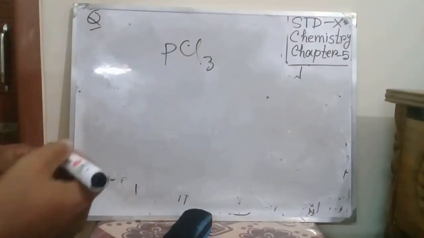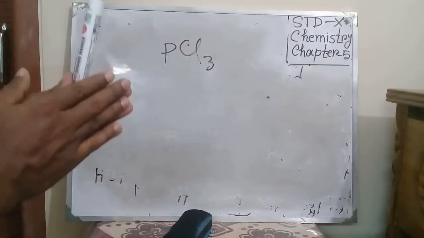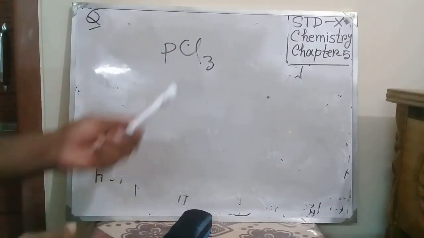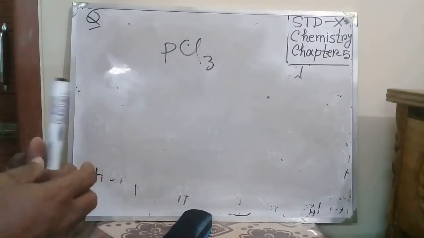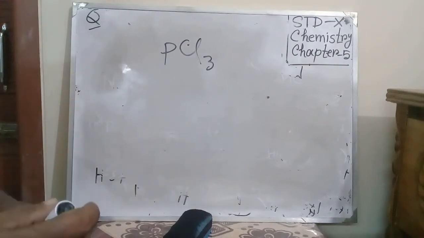But phosphorus trichloride is a pure covalent compound. It doesn't form cation and anion in the aqueous solution. That's why it is not soluble in water, and sodium chloride is soluble in water. This is the answer to question number 2.